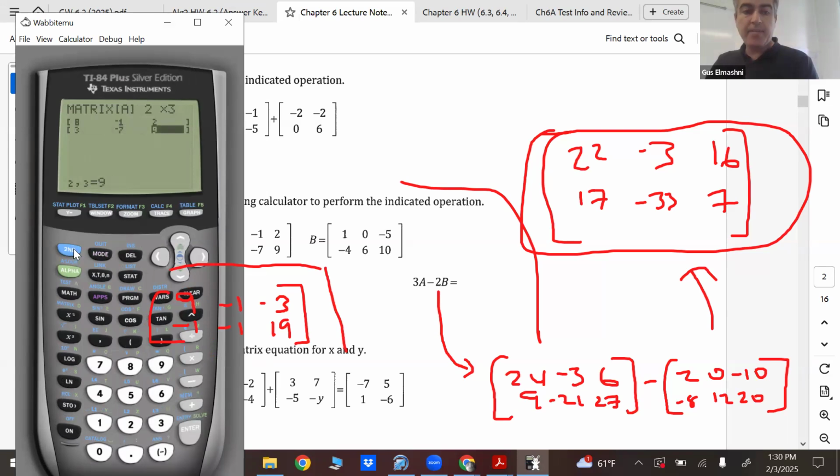Then I'm going to go back and edit matrix B. That's also 2 by 3. And I do 1, 0, -5, -4, 6, and 10. Then it's kind of a pain, but hit second x -1 and call this up again. That's why I like the shortcut command, the alpha zoom, a little better, because I don't like going back and forth. But that works.